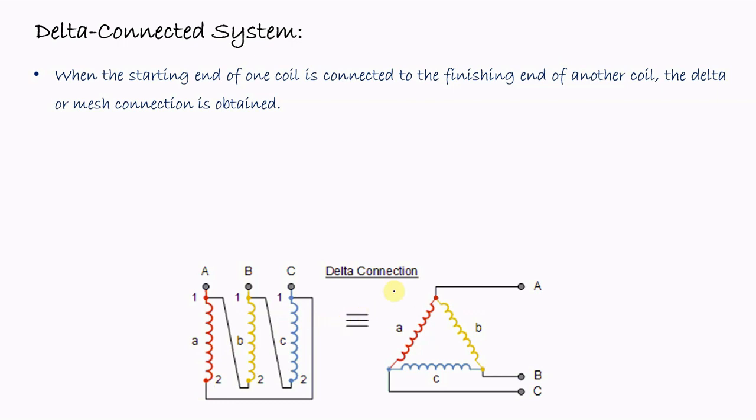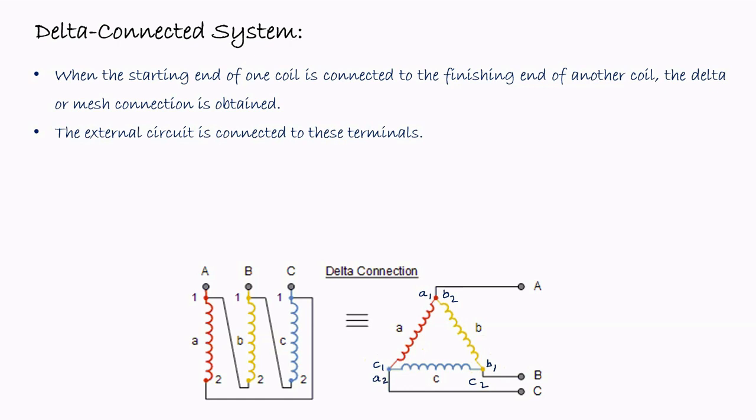Now in another figure we have drawn this circuit diagram in a different way. So this is considered as a delta connected system. Let's say this is the starting point of coil A and this is the end point of coil B. So here it is the starting point of coil B and the end point of coil C, and here it is the starting point of coil C and the end point of coil A. It will give us the three-phase delta connected system.